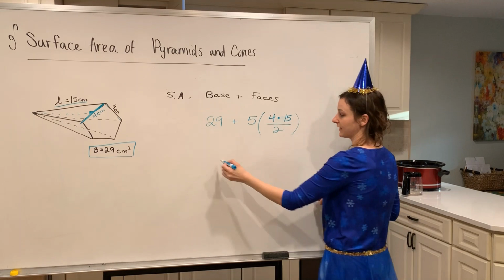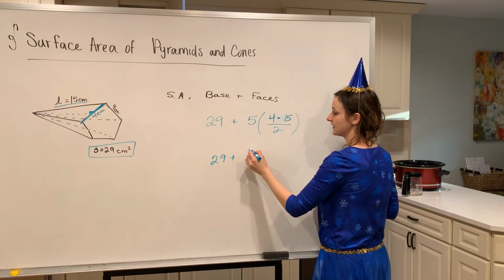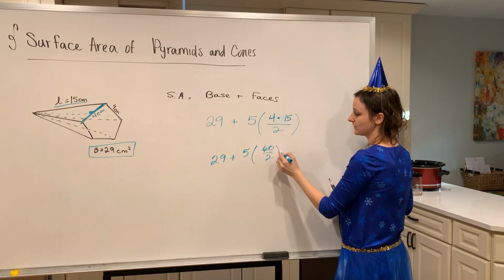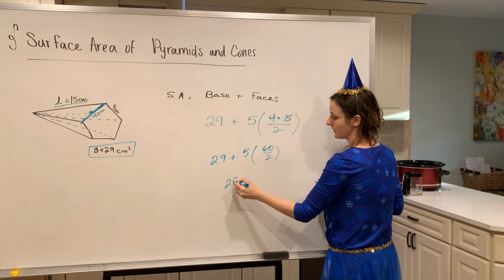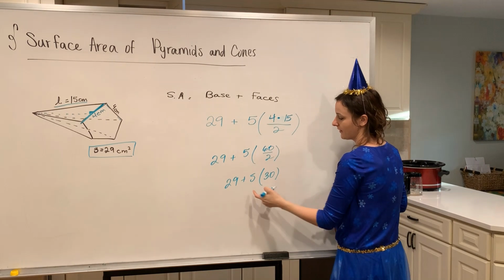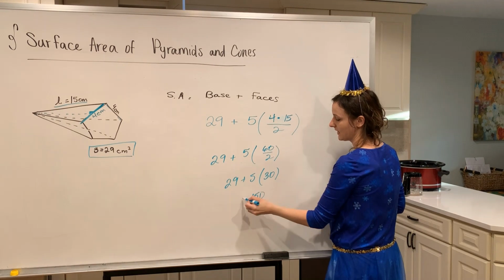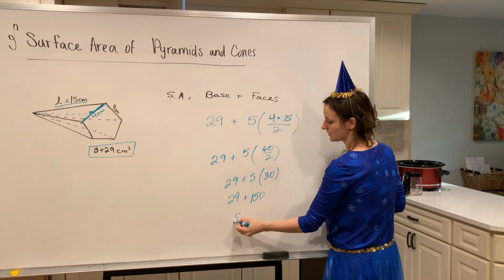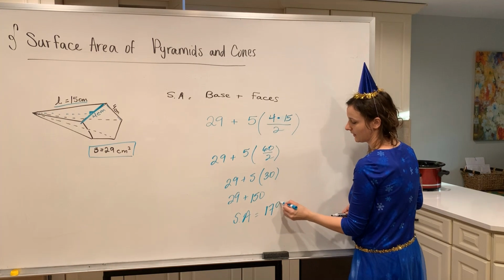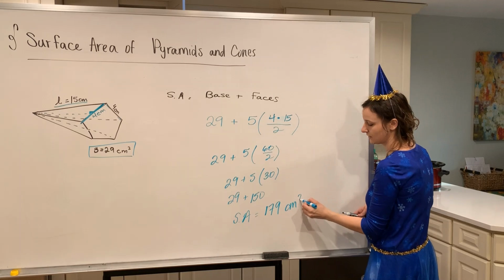Now we can start simplifying to solve. 29 plus 5 times 4 times 15 is 60, divided by 2. Complete your parentheses. 29 plus 5 times 60 divided by 2 is 30. 5 times 30 is 150. Add that to 29 for a total surface area of 179, and I believe the units are centimeters squared.